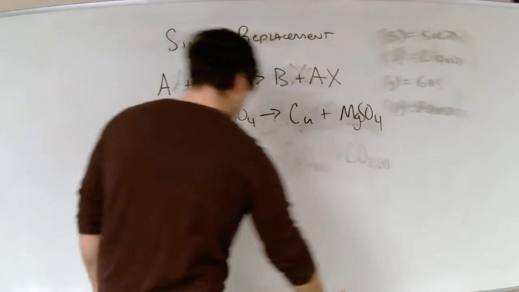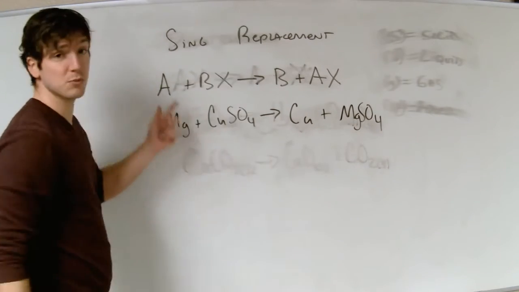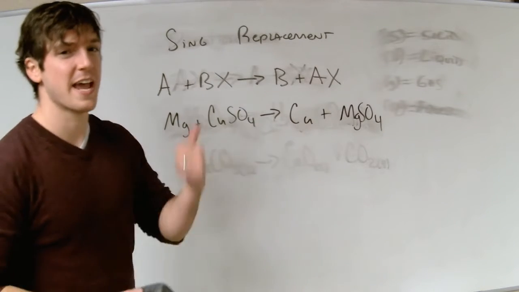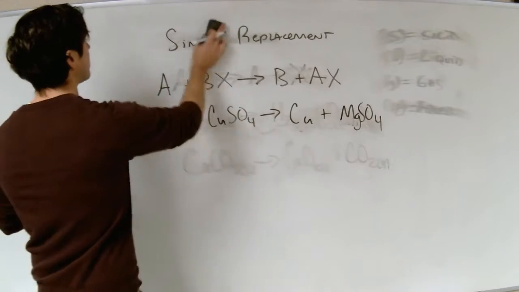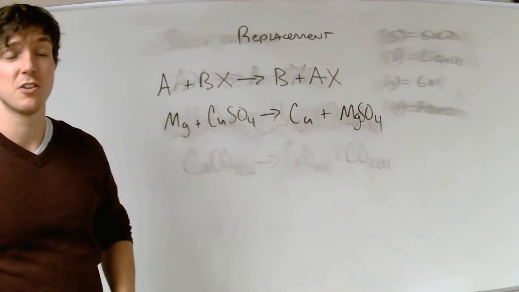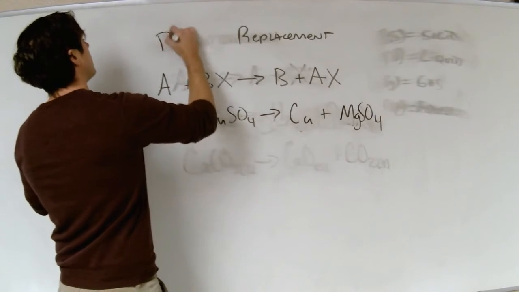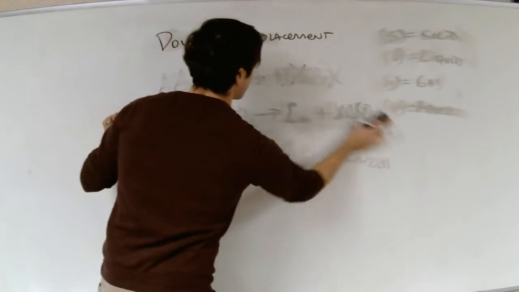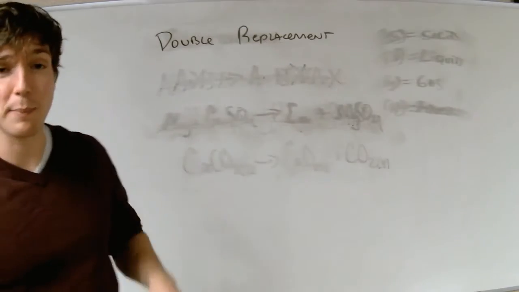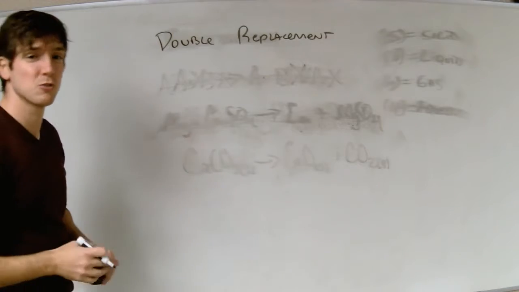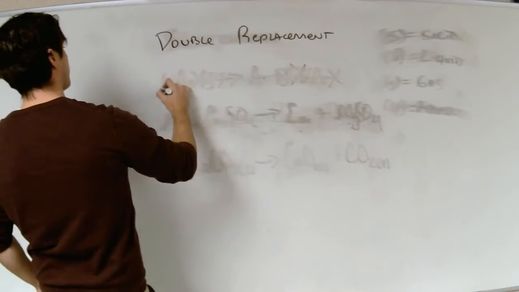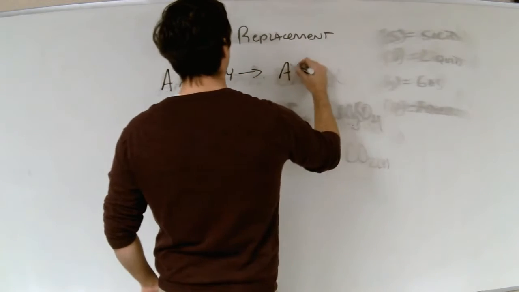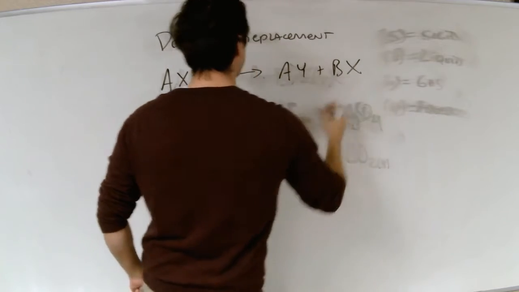Let's talk about another, and that was what we saw when I put that magnesium in that hydrochloric acid, right? It became magnesium chloride, and that hydrogen got kicked out. So let's talk about our fourth classification, which is now double replacement. Instead of one thing getting swapped out, now you're going to have two things swapping each other out. So the layout for this is AX plus BY equals AY plus BX.